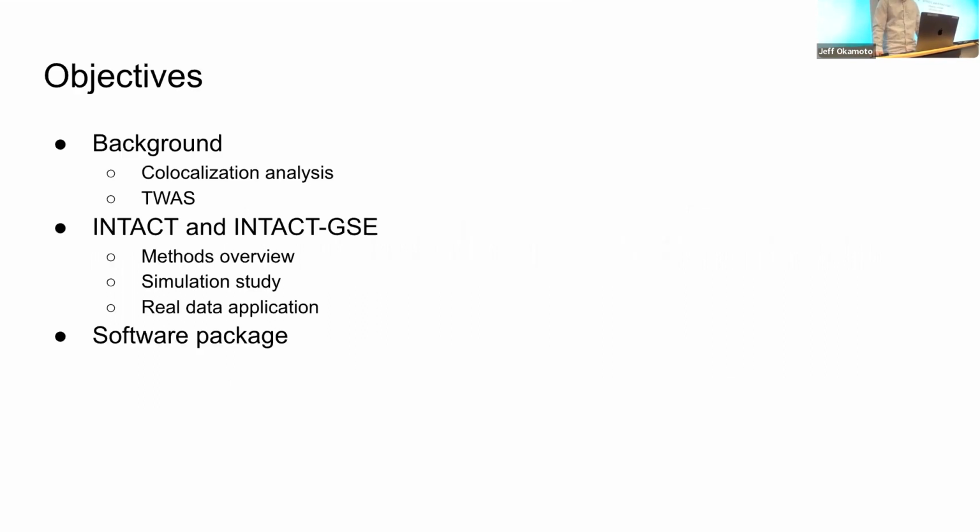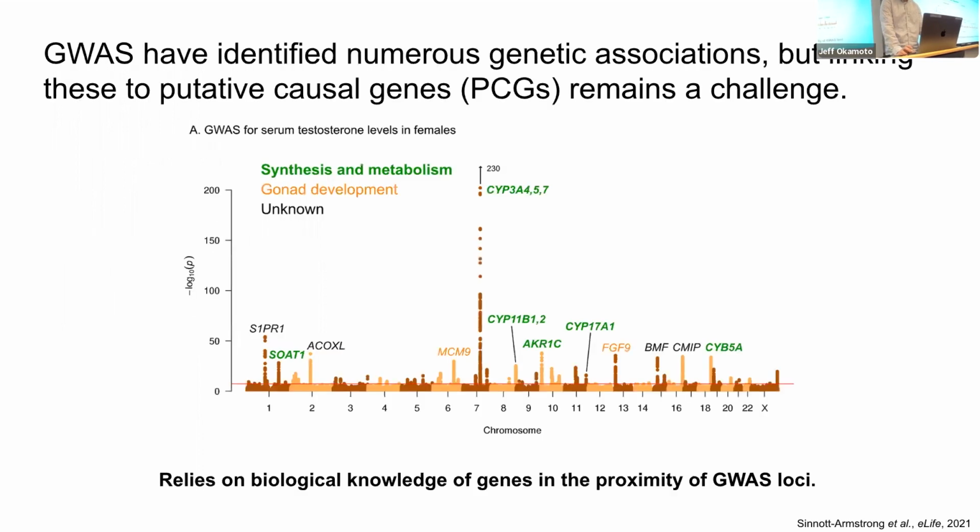So here's a little bit of a roadmap of today's talk. First, I'll start with some background: what is a colocalization analysis? What is a transcriptome-wide association study? Then I'll go into our methodology, which we're calling INTACT and INTACT-GSE. I'll show how it works in a simulation study scenario and a real data scenario, and then finally I'll introduce the software package for this methodology.